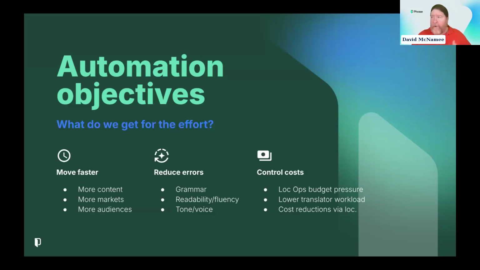So grammar, we've been able to solve that for a while. Readability, fluency, these are kind of emerging. Tone and voice, really looking at some solutions that can help us out there. And then cost controls, you're being given more constrained budgets. You're being asked to contribute to the bottom line of other departments, other groups, other parts of the organization. So we really want to focus on that.